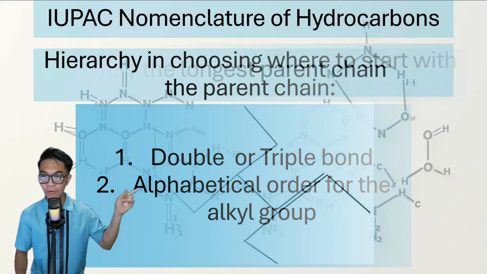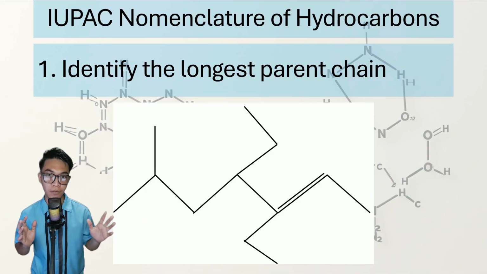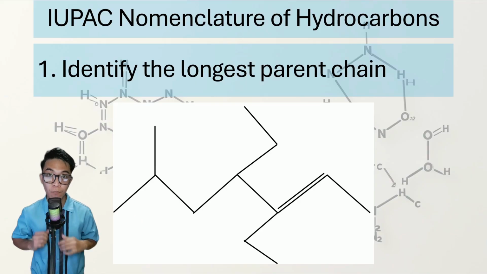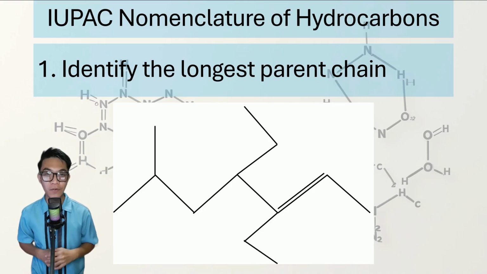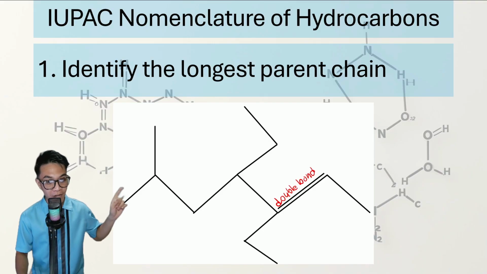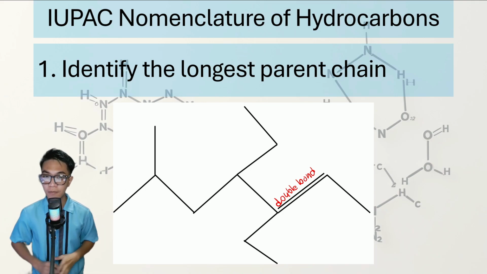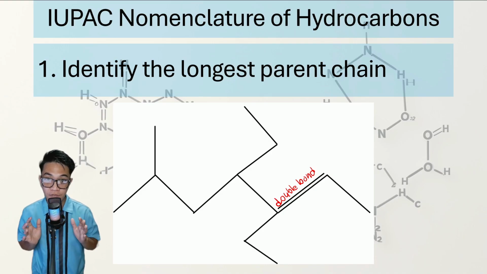So let's have here our next example. As you can see, this specific hydrocarbon has a double bond and has multiple branches attached to the parent chain. So how are we going to name this specific hydrocarbon? It's just easy. Let's follow the steps. First, we have here our double bond. Based on my previous slide, I've mentioned that we should prioritize our double bond or triple bond and have the lowest number possible for its location.